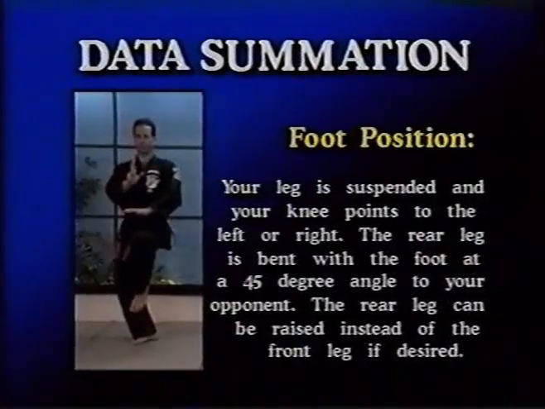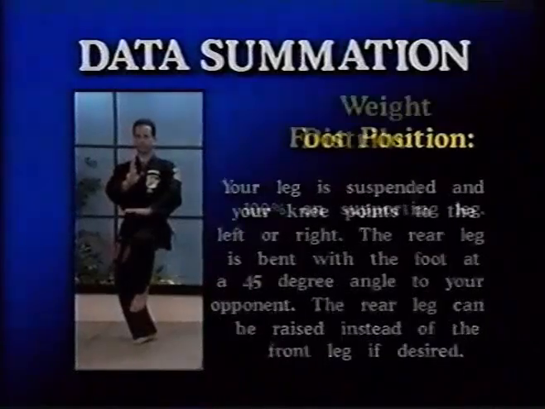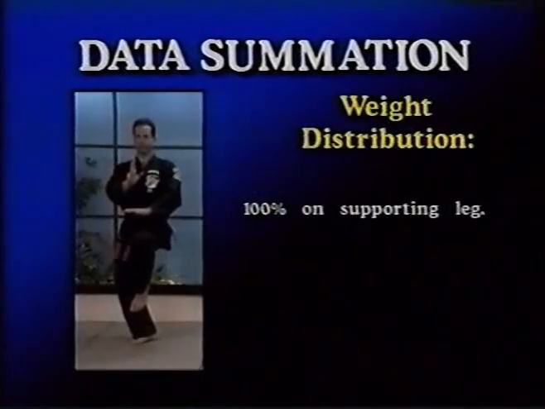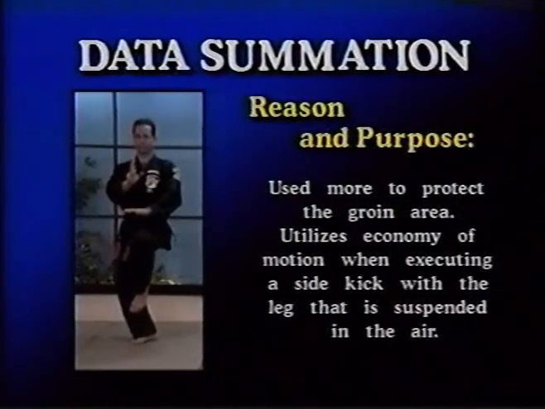Foot position. Your leg is suspended and your knee points to the left or right. The rear leg is bent with the foot at a 45-degree angle from a left neutral ball to your opponent. The rear leg can be raised instead of the forward leg if desired. Weight distribution: 100% on your supporting leg. Reason and purpose: used more to protect the groin area. It utilizes economy of motion when executing a side kick with the leg that is suspended in the air.